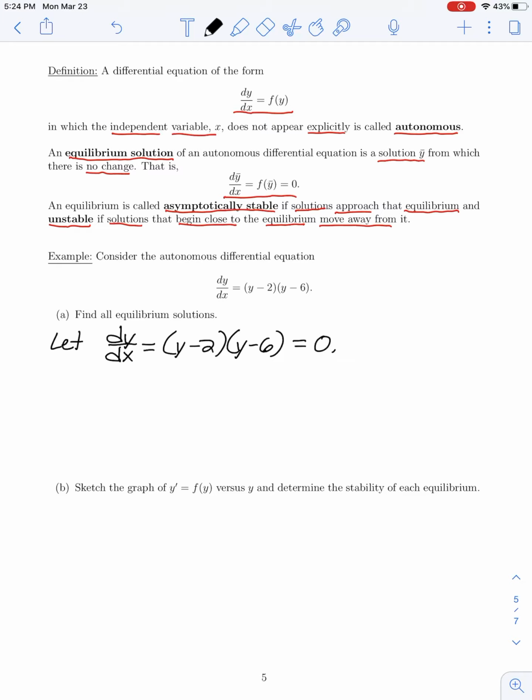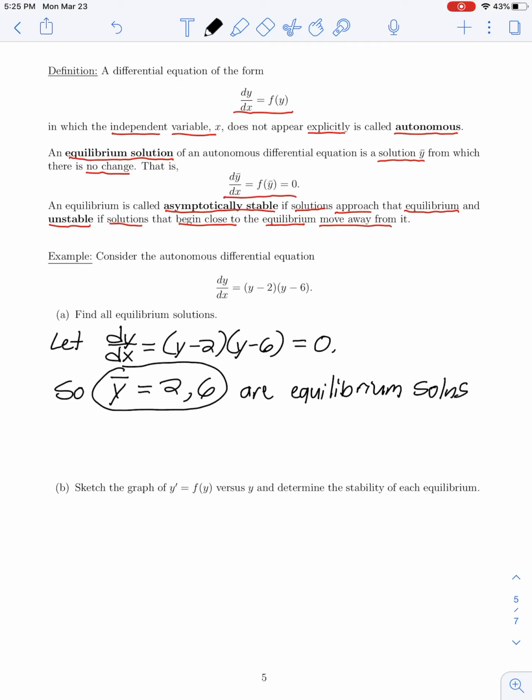equal to 0. Now from here, it's pretty straightforward to solve for y. We find y could equal 2 or y could equal 6. So these two values of y, or these constant solutions, are what are called equilibrium solutions, and we denote them by y bar. So we're going to say y bar equals 2 or 6 are the equilibrium solutions.